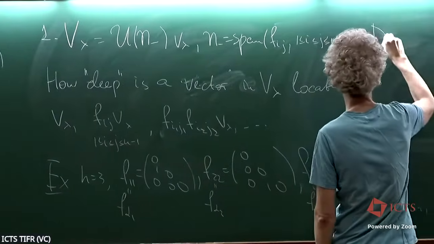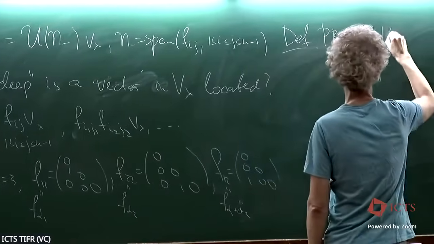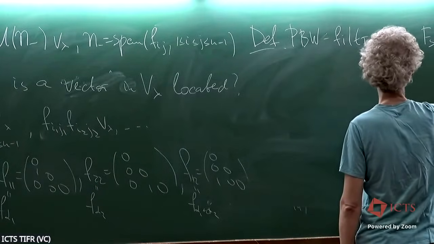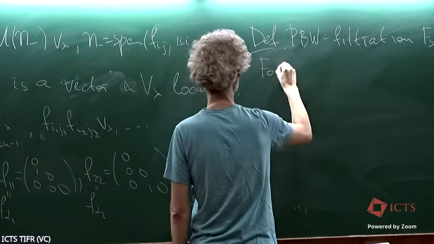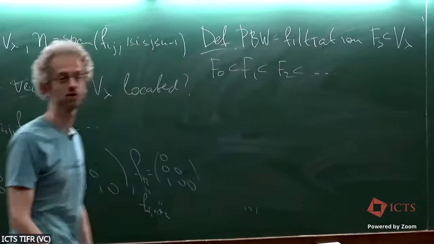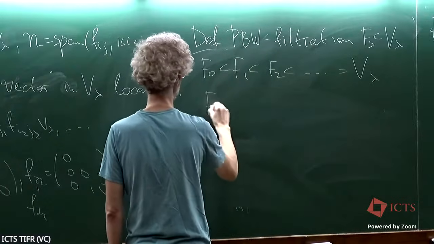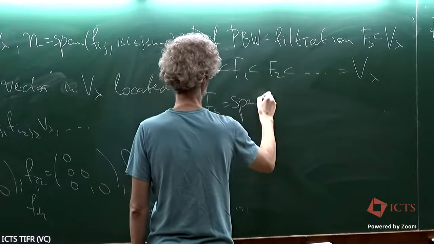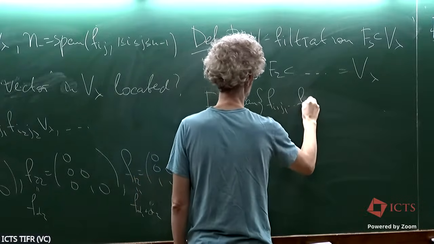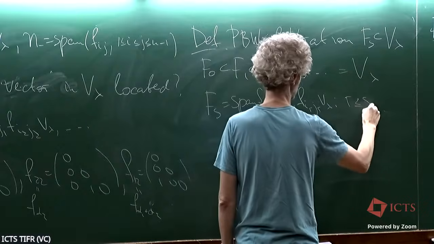So the definition: we define the PBW filtration Fs inside V lambda. This is an increasing filtration. Of course, it's actually finite because at some point we get the whole V lambda. And then by definition, Fs is the span of the vectors of the form F i1 j1, ..., F ir jr, V lambda, with r less than or equal to s.